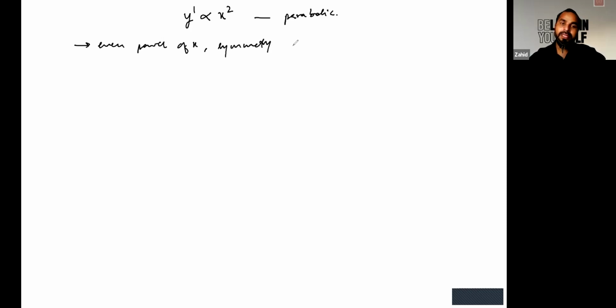So the next expression is if y is proportional to x squared. Here we have y with a linear exponent and x with a squared exponent. So it is called a parabolic curve. What it actually means is an even power of x: the parabolic curve will show symmetry about the opposite coordinate, that is the y-axis.